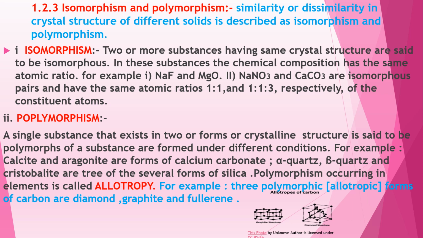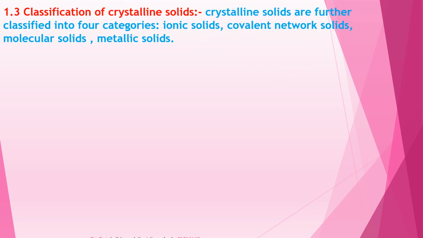In this figure you can see the structure of diamond and graphite. Then next one is classification of crystalline solids. Crystalline solids are further classified into four categories. First, ionic solids, second, covalent network solids, next, molecular solids, and next, metallic solids.